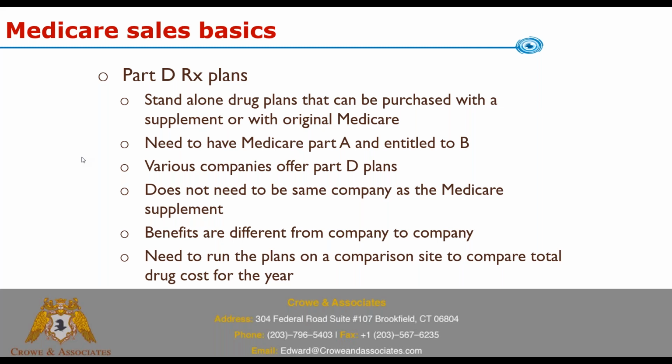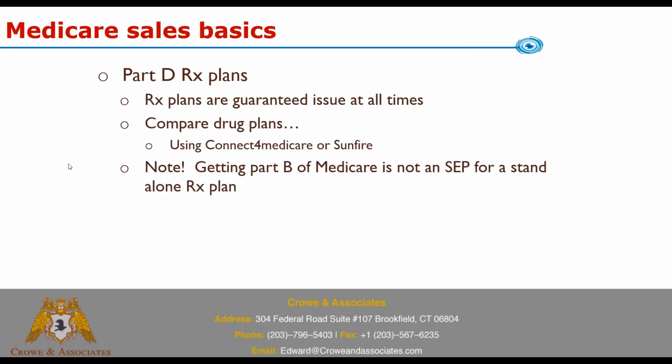So the other thing is, if somebody has a supplement with AARP, for example, you don't need a drug plan with AARP. You can use any company you want, whatever company comes out the best for them. Part D drug plan benefits are certainly very different from company to company, and the formularies and the way they cover the drugs and the level they cover the drugs are really different from company to company. So really you need to run those on one of our tools if you want to see which drug plan is going to come out the best for your client.